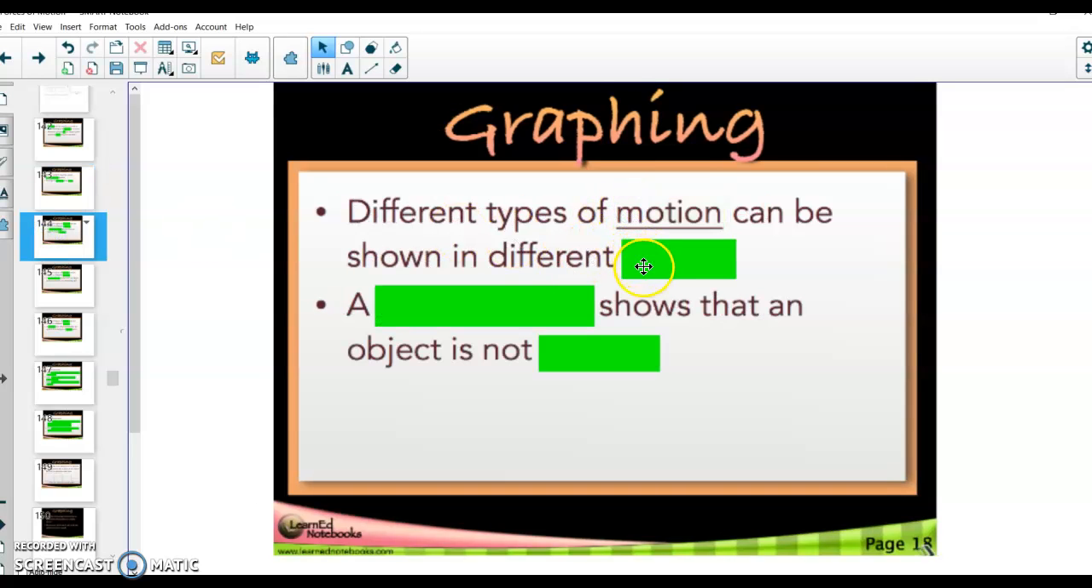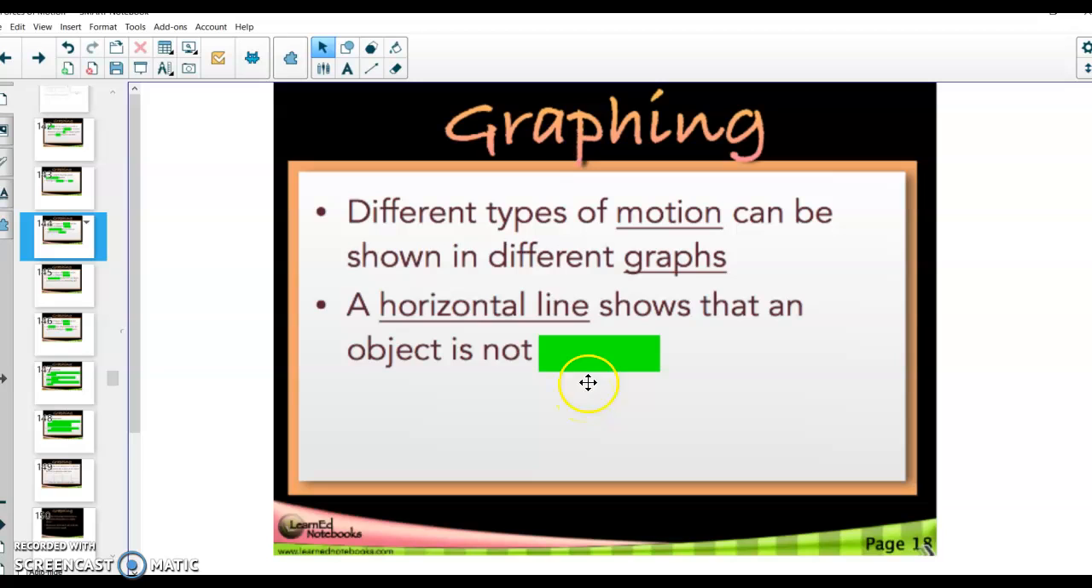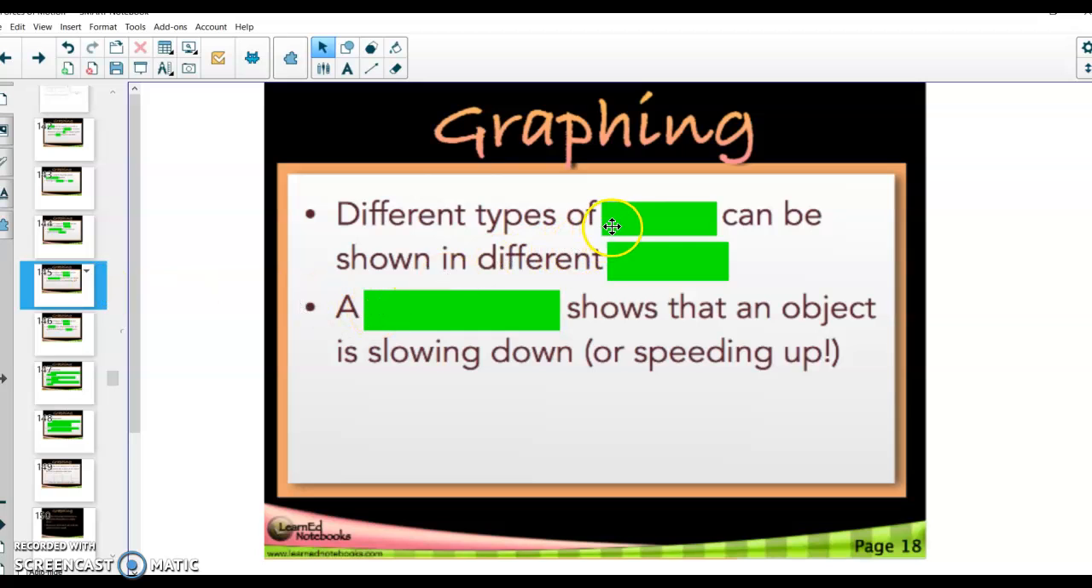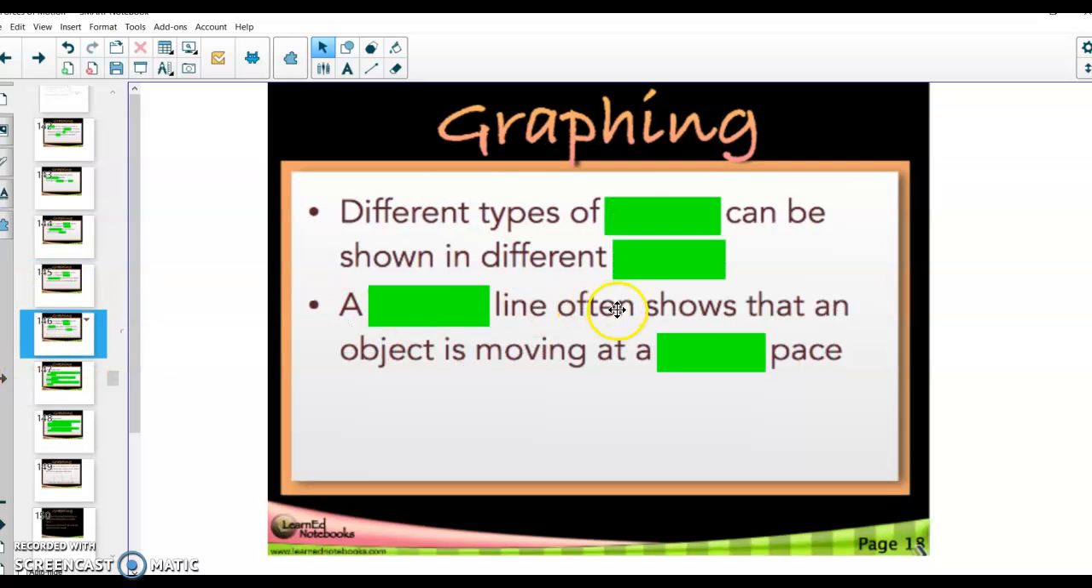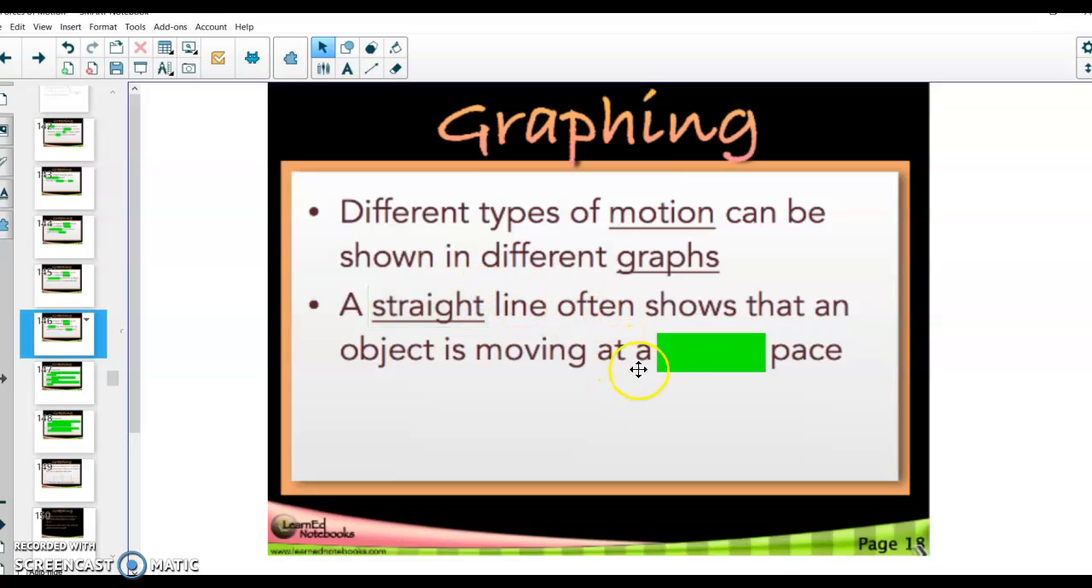Different types of motion can be shown in different graphs. A horizontal line shows that an object is not moving. Different types of motion can be shown in different graphs. A bending line shows that an object is slowing down or speeding up, depending on which way it is bending. Different types of motion can be shown in different graphs. A straight line often shows that an object is moving at a steady pace.